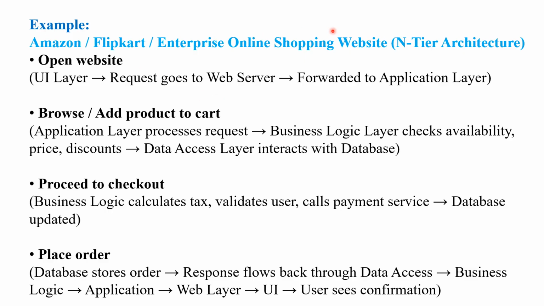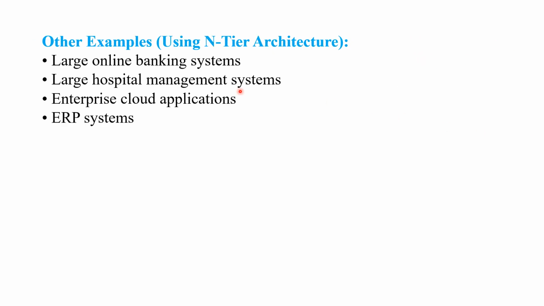So the example for the n-tier architecture, as we have previously discussed, is online shopping sites, Amazon, Flipkart, or enterprise. Here, opening the website is the first layer, browsing or adding the product comes under the second, proceeding to checkout is the third step, and placing the order is the fourth step. Here we have four steps, so it is a four-tier architecture. Similarly, other examples for the n-tier architecture are large online banking systems, large hospital management systems, enterprise cloud applications, and ERP systems.